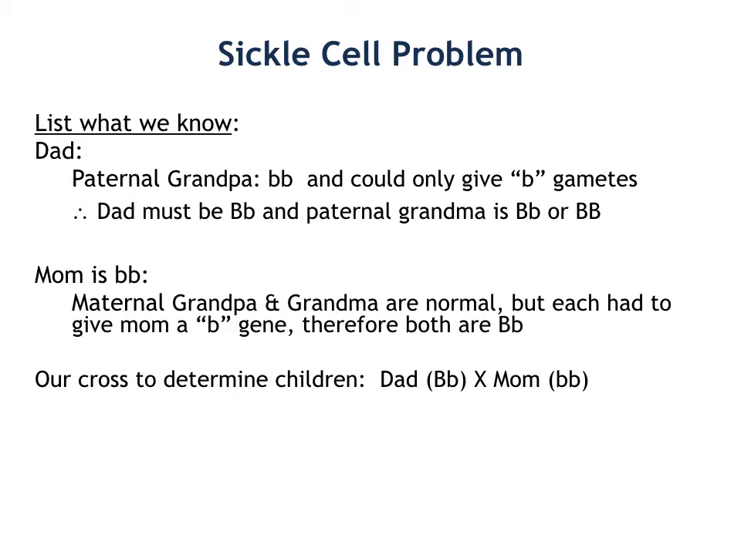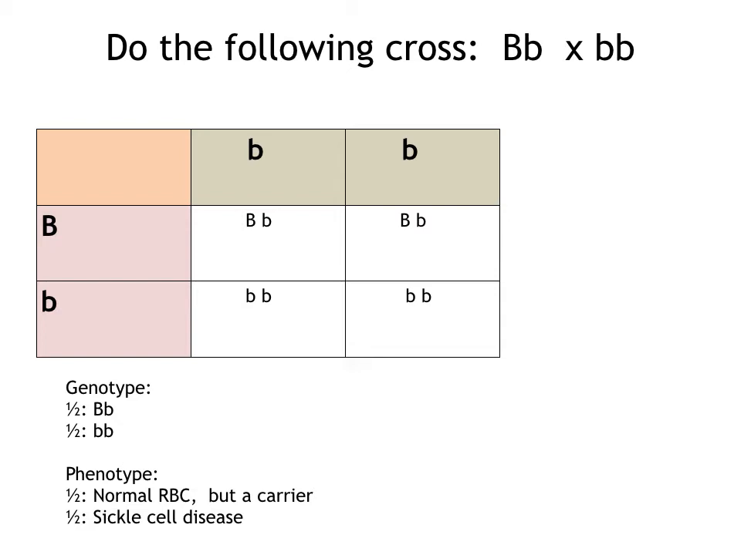So we're going to determine a cross between Dad, who is a heterozygote, and Mom, who is a homozygous recessive. And this looks like a super familiar cross because it seems to be all we're doing today. So this is how you set up the cross between Mom and Dad. Mom can only donate gametes that have the little b allele.